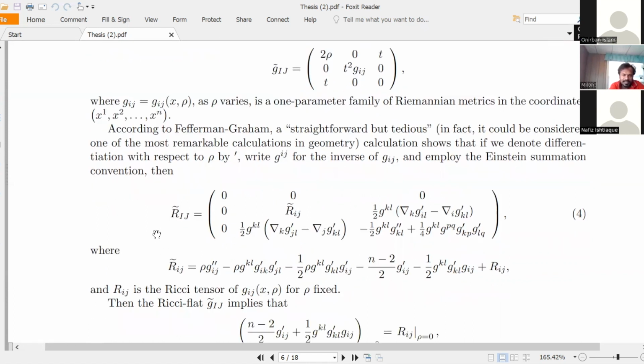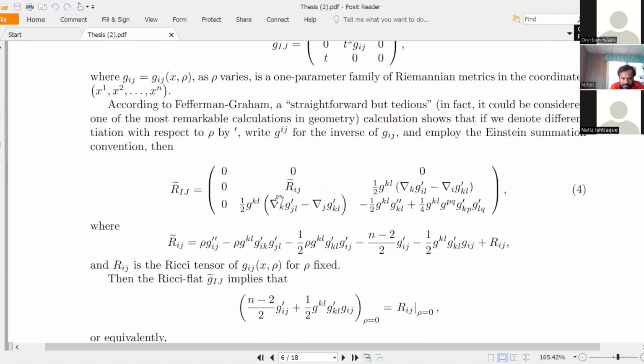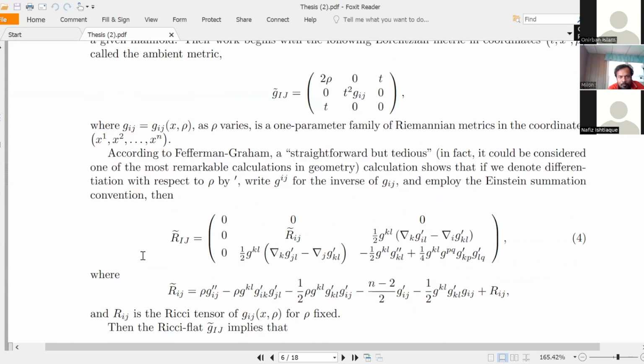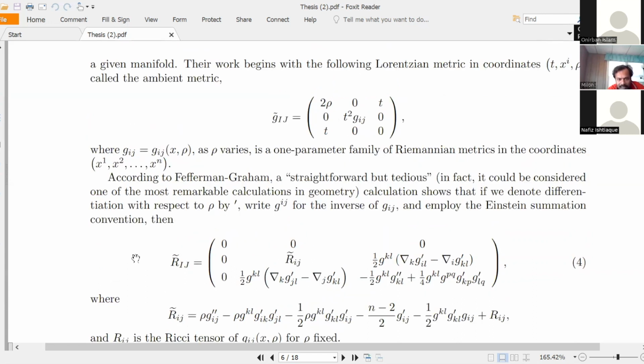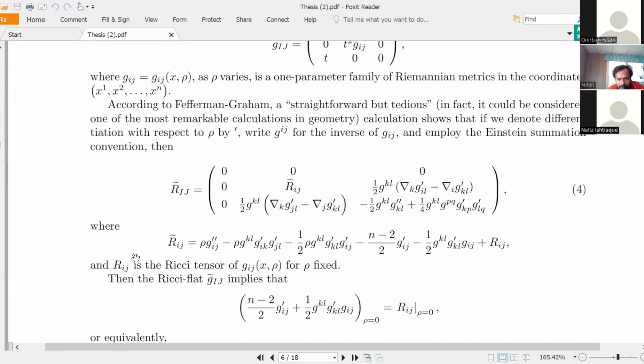Anyway, so this is my metric G, and here you have G prime and G double prime. Every prime is a rho derivative. I'm taking the derivative with respect to rho. So G_ij is a one parameter family of metric, Riemannian metric. Okay, so this is my expression for Ricci curvature, and this R with index little ij, this is that crazy expression.